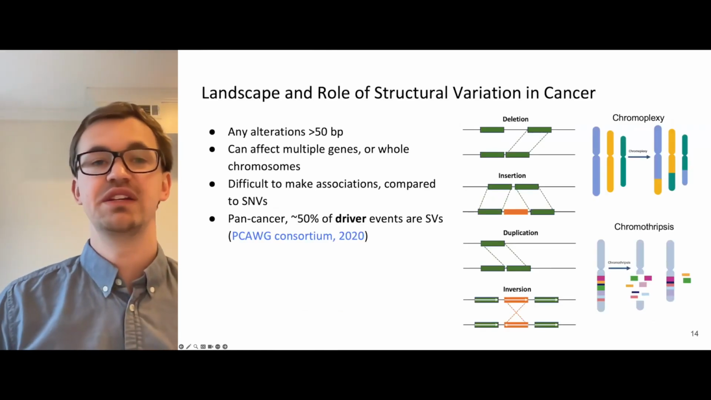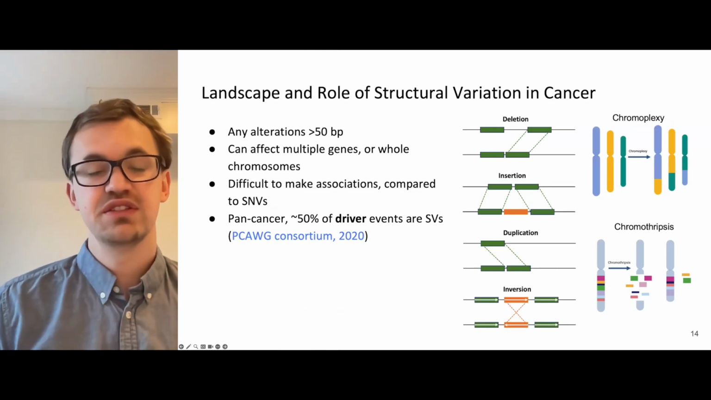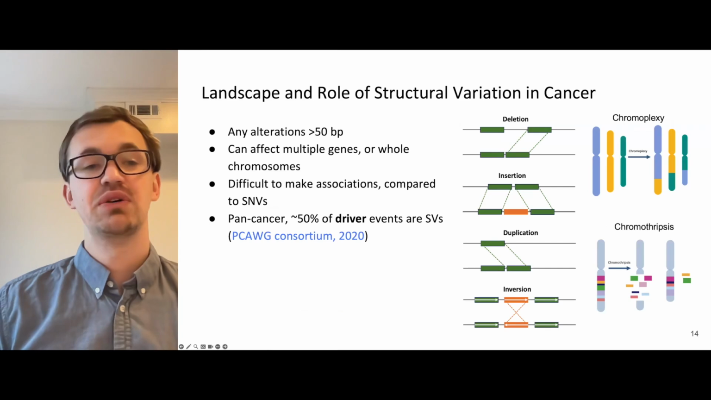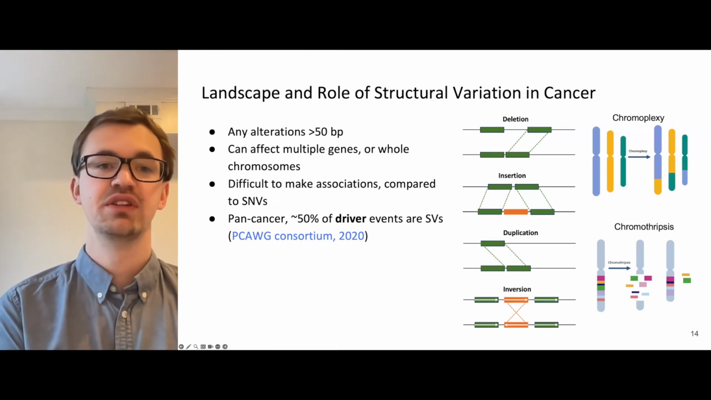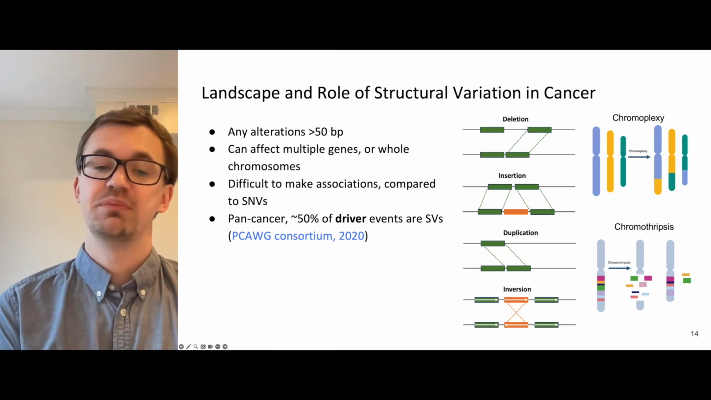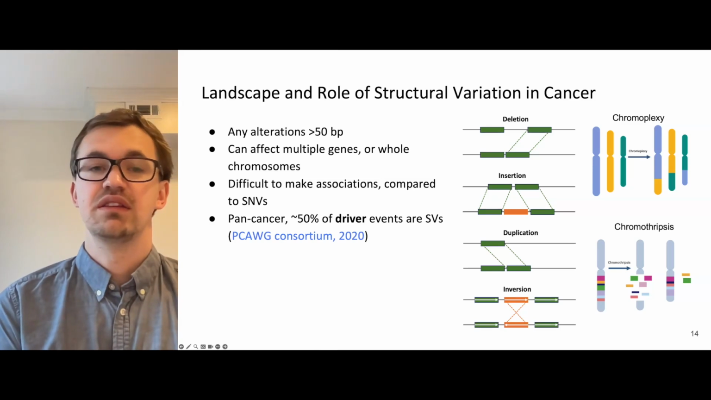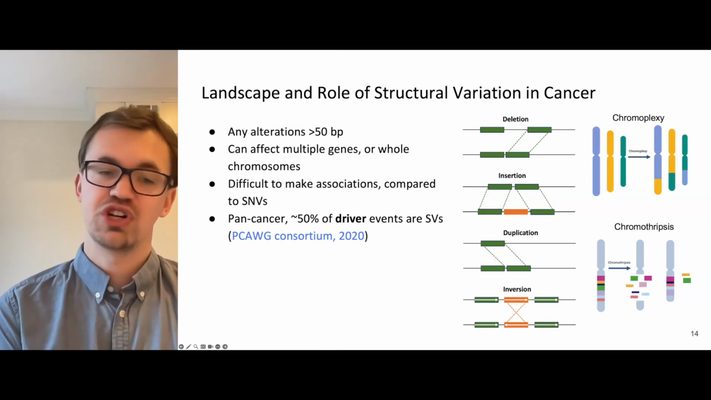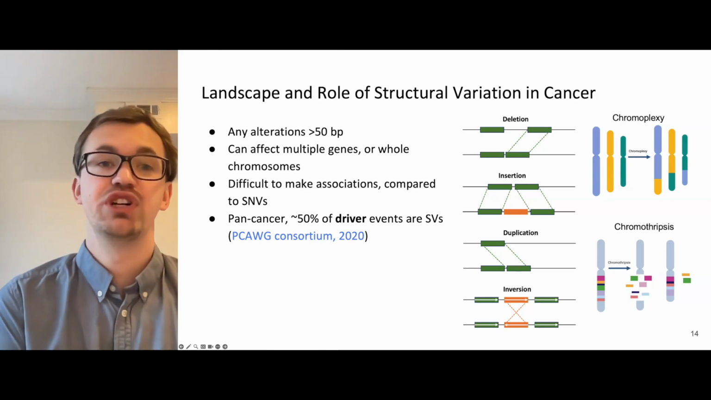So we know that somatic structural variation is an important contributor to carcinogenesis, and in fact, about half of the driver events actually overlap with structural variants. And in the context of somatic variation in cancer, the patterns and the structures of this variation and mutational processes can get much more tricky.